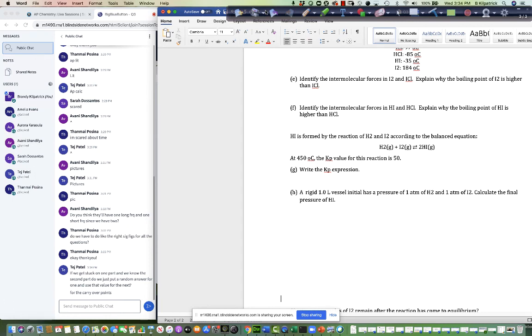I would do that. If you get stuck on one part, but you know how to do the second part, just start off with a number, or say, assuming this, and then do your work. You should still get carryover points. They're not going to all of a sudden take off for that.